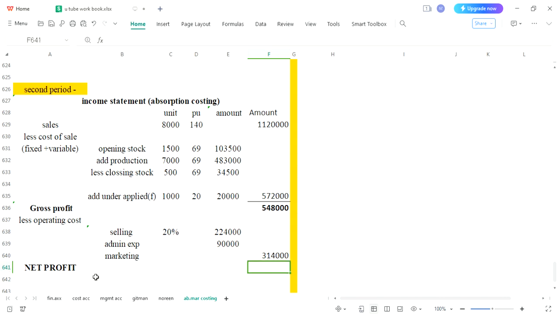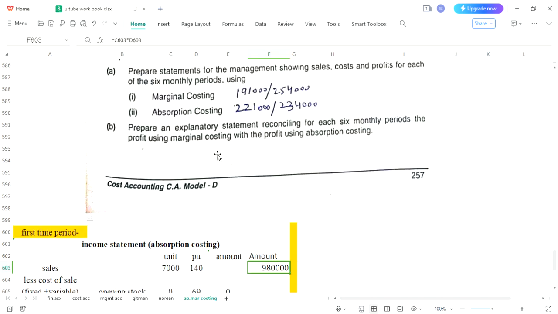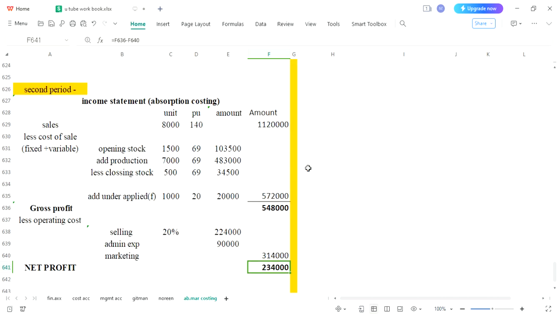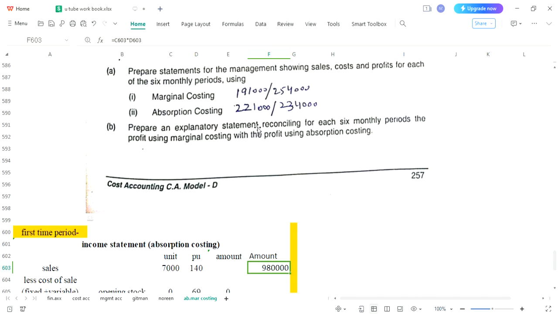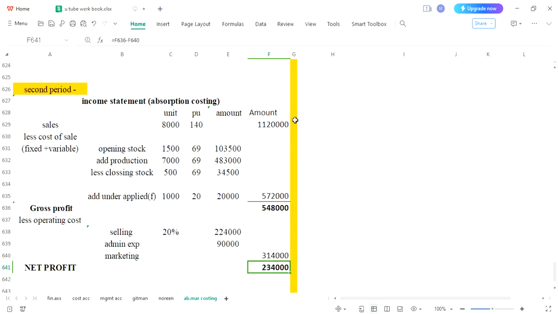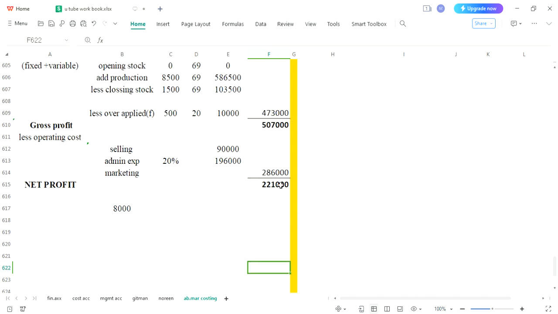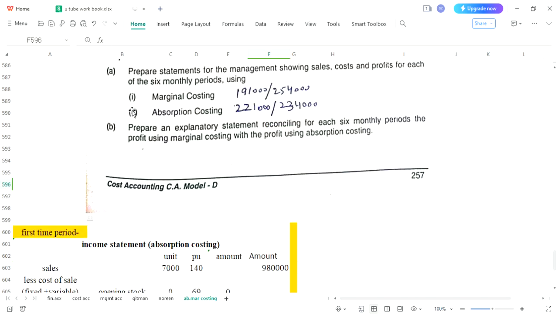Now time to calculate net profit, which is the difference between operating cost and gross profit. Amount of gross profit 548. You will subtract operating cost total 314. This way you have calculated your net profit. It is second part of absorption costing. So absorption costing, second part 234000 and we have calculated 234000. In this way, two answers are completed, 221 and 234. And in other words, absorption costing is completed.